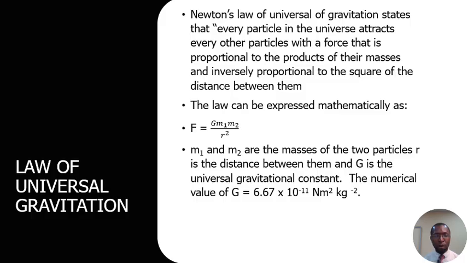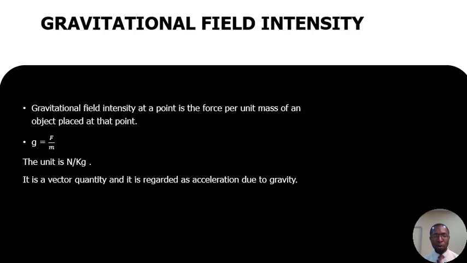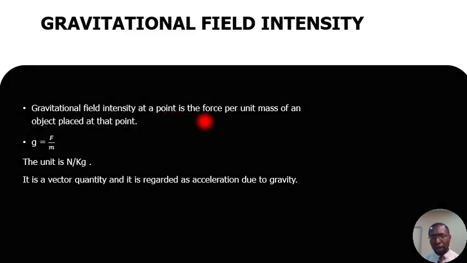All right. So moving on, we need to talk about the gravitational field intensity. Gravitational field intensity at a point is the force per unit mass of an object placed at that point. The force that is acting on 1 unit mass of an object is known as gravitational field intensity, and it is represented with small letter g. So by formula, we say g equals F over m, where F represents the gravitational force acting on that object, and m represents the mass of the object. Then by unit, the unit of gravitational field intensity is Newton per kilogram.